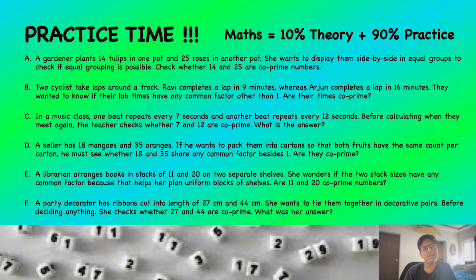Next, 7 and 12, they are co-prime, so the answer is co-prime. 18 and 35, 5 and 7, no common factor, so they are also co-prime. And 11 and 20, they are also co-prime. 27 and 44, they are also co-prime. So for all of them, the answer is yes, they are co-prime. But we have to show that. We have to show whether they are co-prime or not. So I think we all know how to show them. We have to write the factors and circle the 1. Now please take a screenshot of this so we can continue.